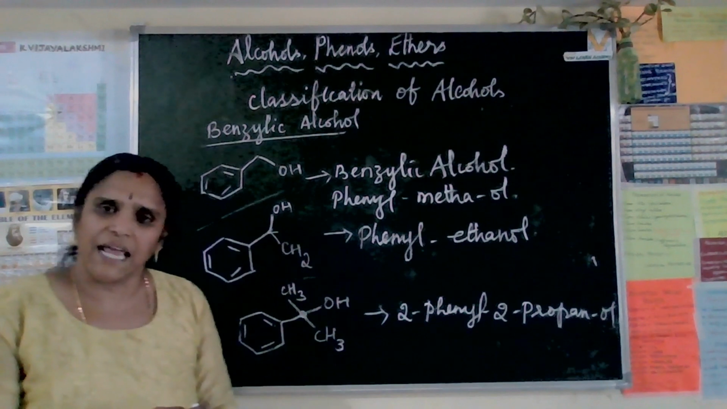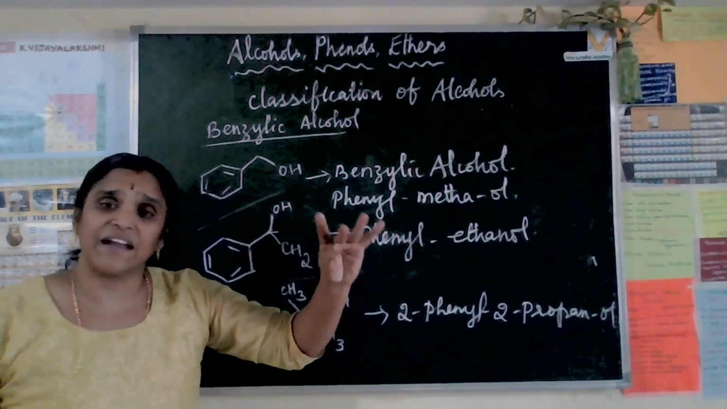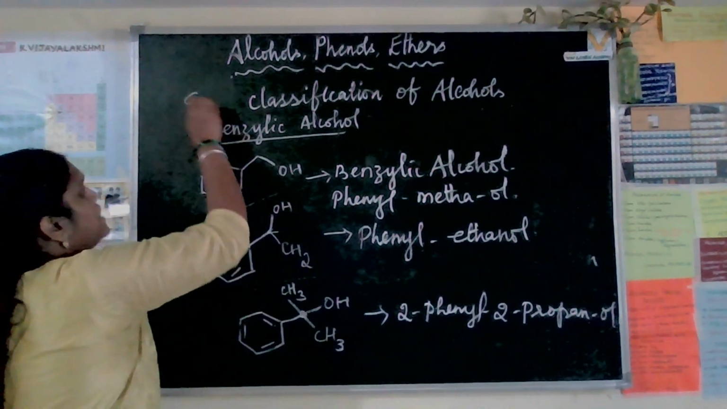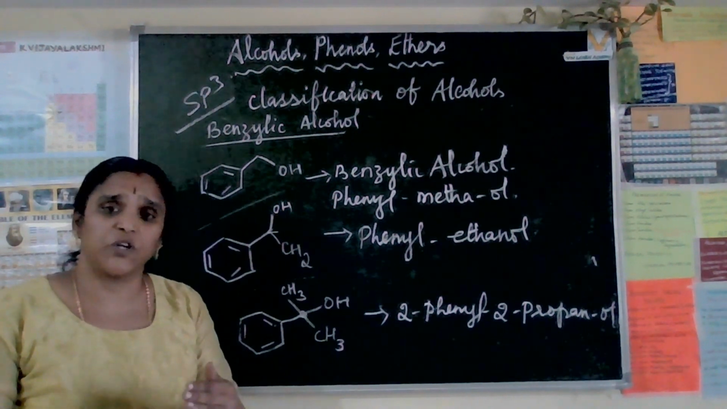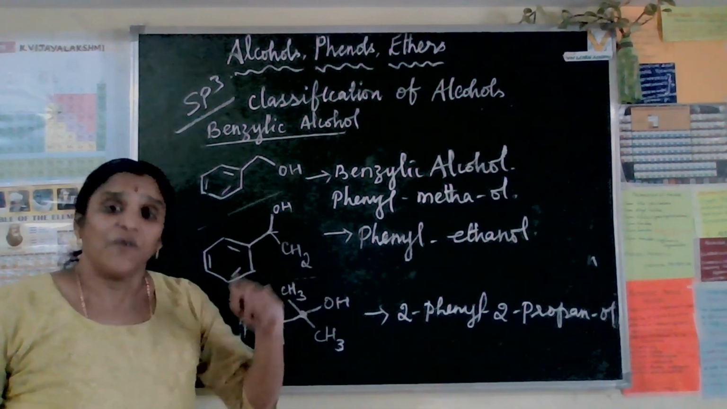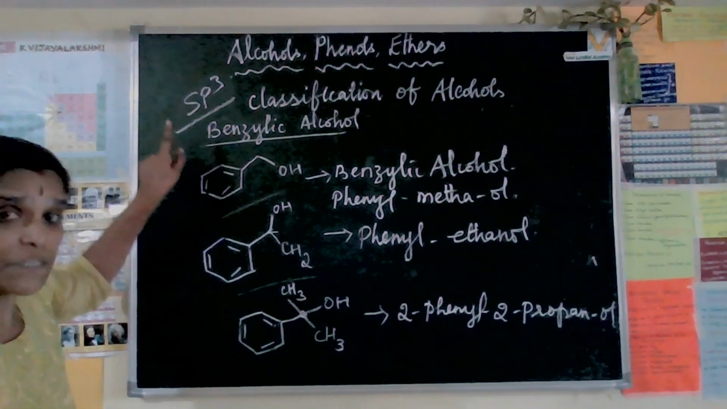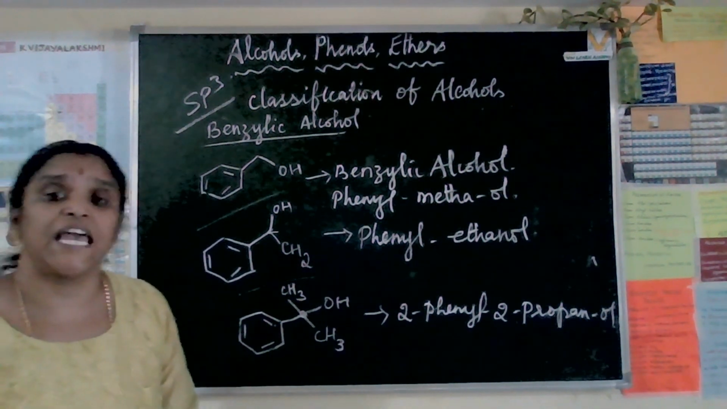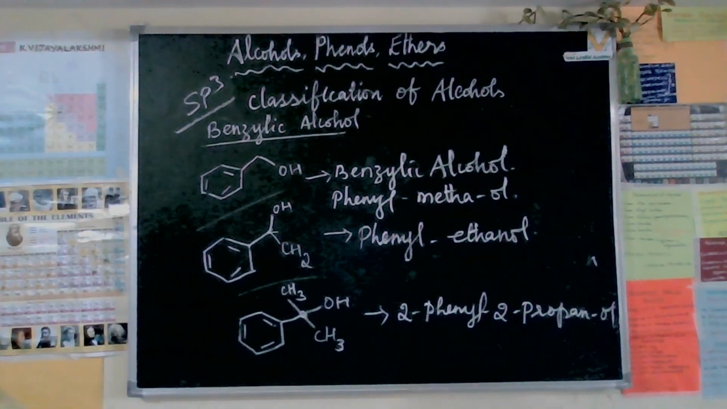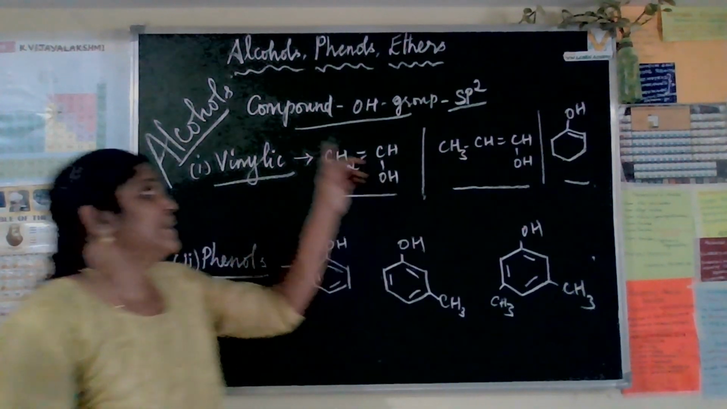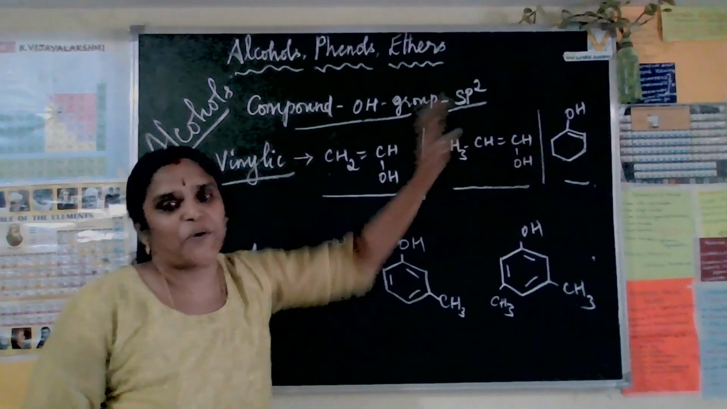So we have seen allylic alcohol, benzylic alcohol, primary, secondary, tertiary in sp3 hybridization, based on the carbon the OH group is connected to. Now, we have seen sp3. Now we are going to see sp2, which is very simple and easiest. The last one is compounds containing the OH group based on sp2 hybridization.